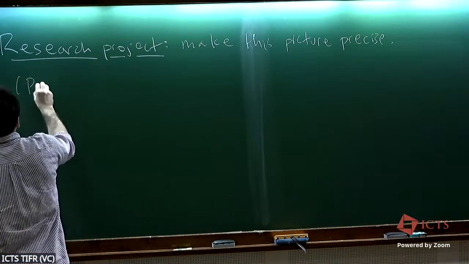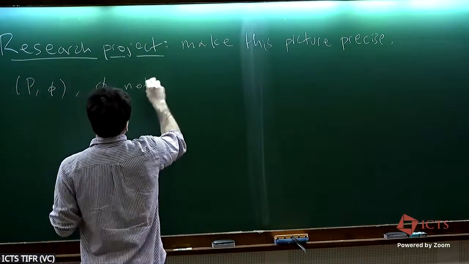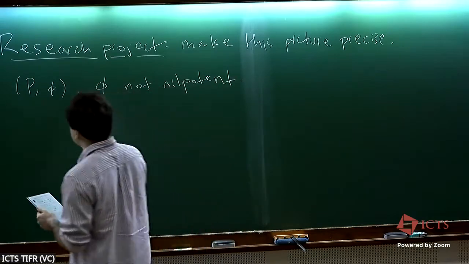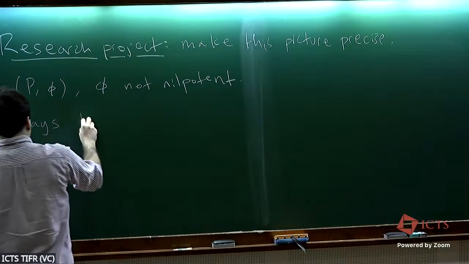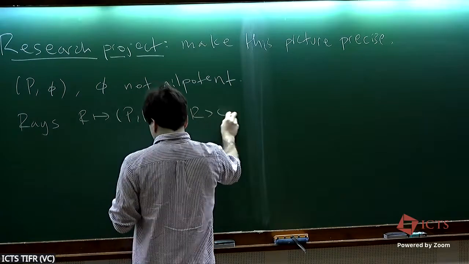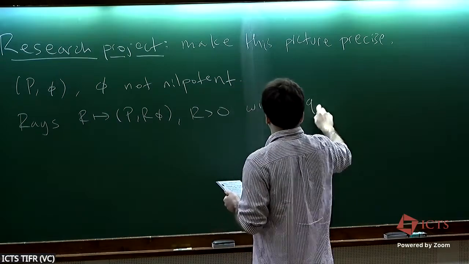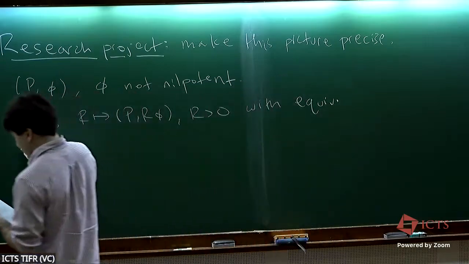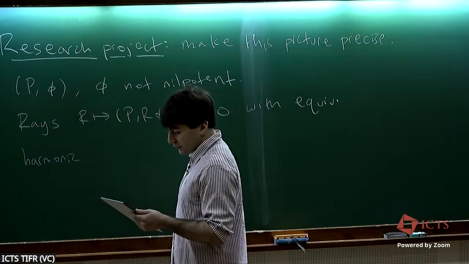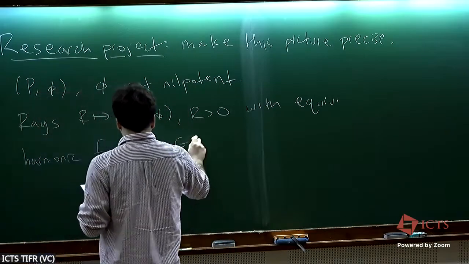So let (P, φ) be a G-Higgs bundle, with φ not nilpotent. And we're going to consider rays (P, Rφ), with R being a positive real number. And these come with equivariant harmonic maps. I assume I'm working with a stable Higgs bundle on a closed surface, and these all come with equivariant harmonic maps, let's say f_R from X tilde to G mod K.